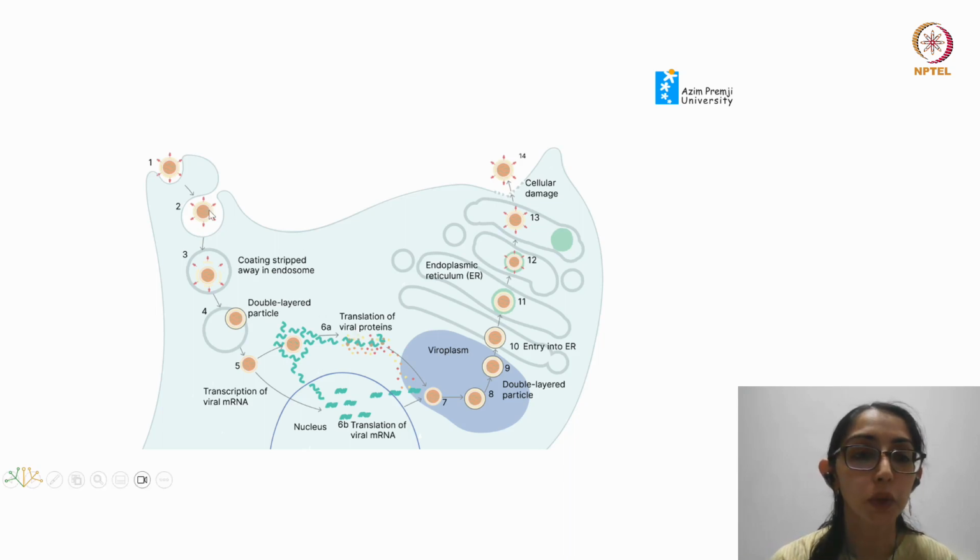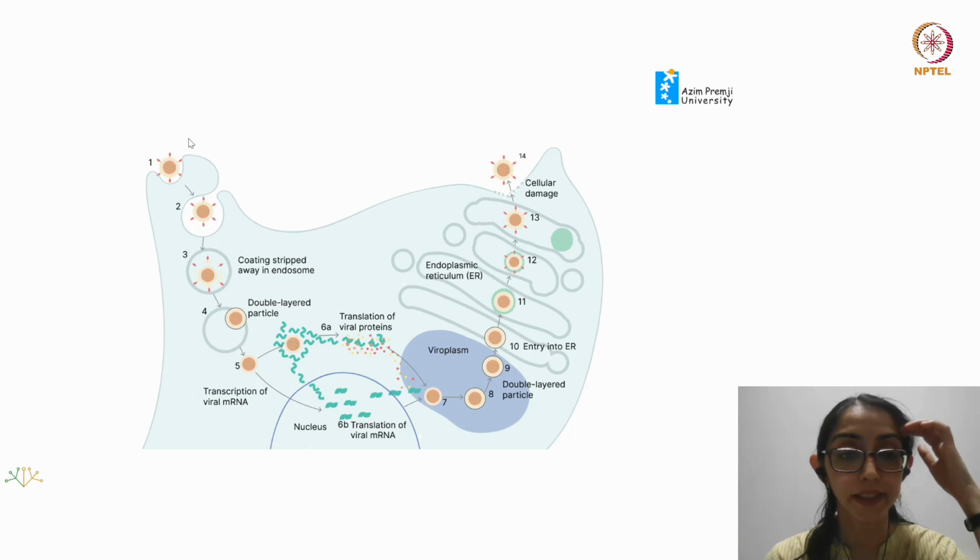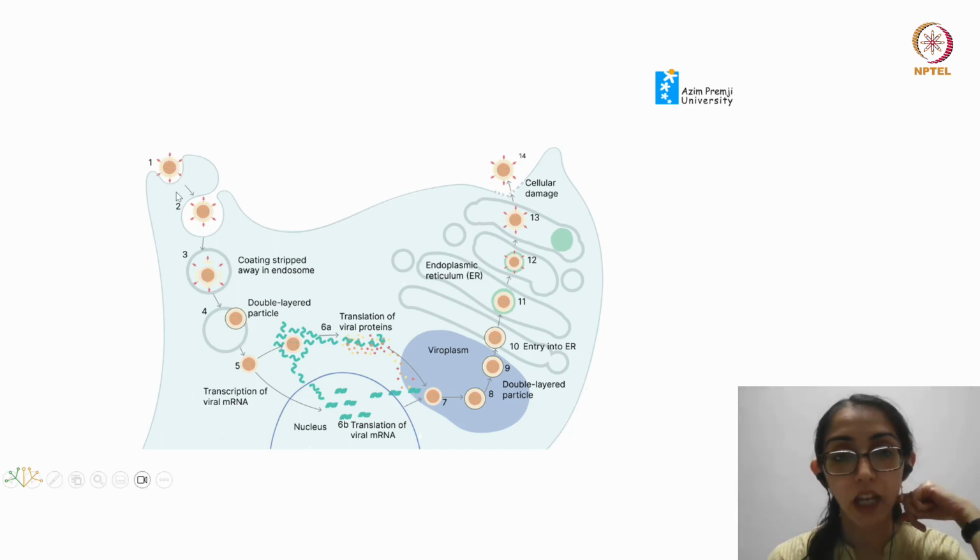It shows you that the rotavirus binds the surface of a cell, and this binding occurs through one of the viral proteins that I talked about in the previous slide. These viral proteins bind to the surface of the cell, allowing the viral particle to be engulfed and placed inside an endosome within the cell.